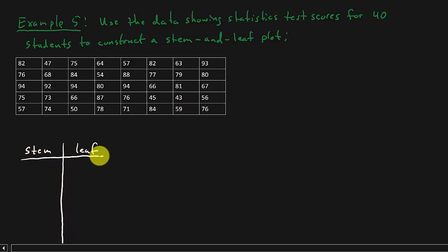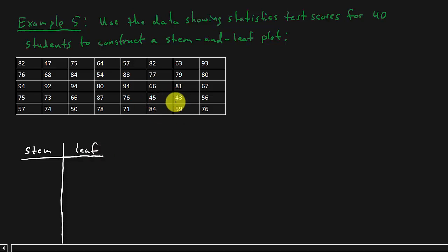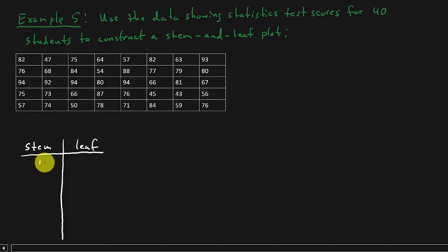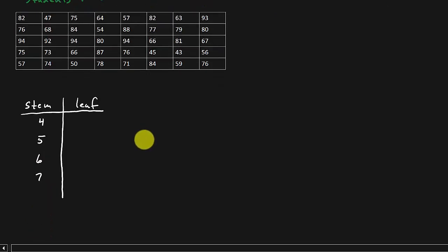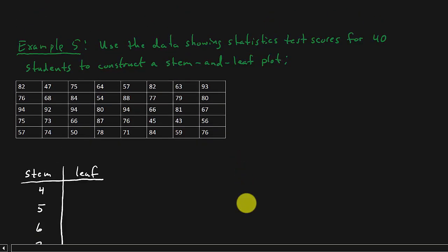All right. And so we can see that the smallest number we have is in the 40s. The largest number we have is in the 90s. So I need 4, 5, 6, 7, 8, and 9. Okay. All right, so it says use the data showing statistics test scores for 40 students to construct a stem and leaf plot. All right. So all we're going to do is just write them down.